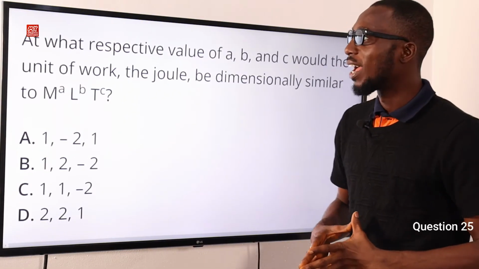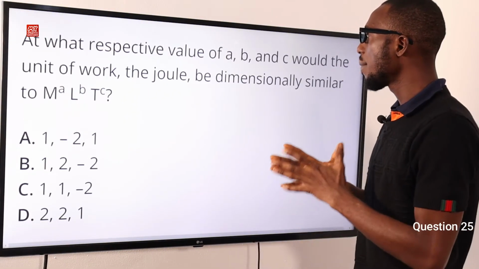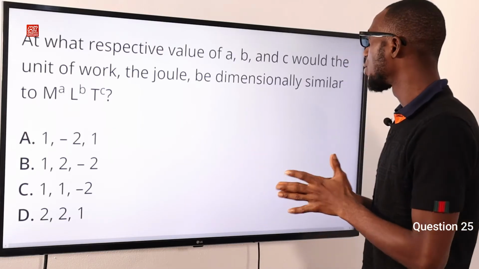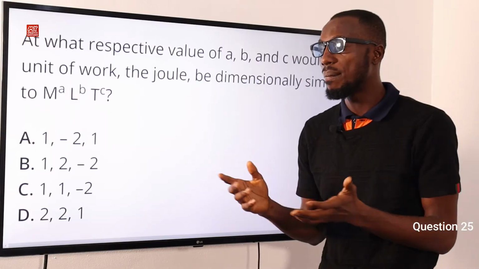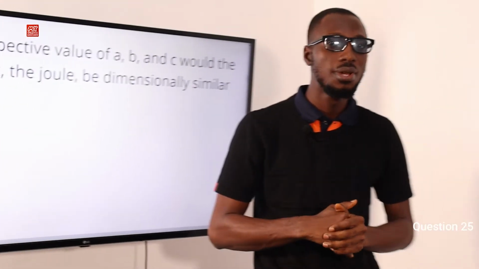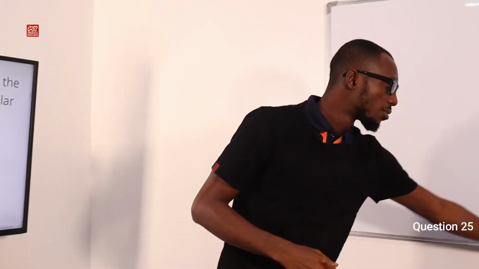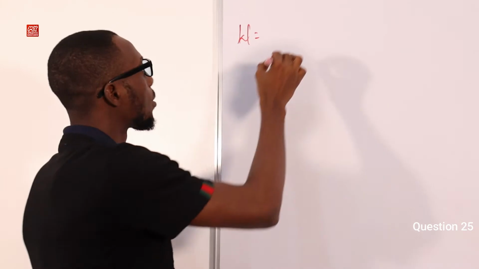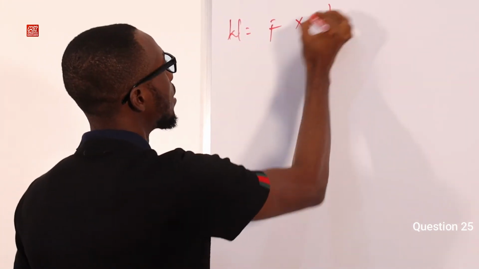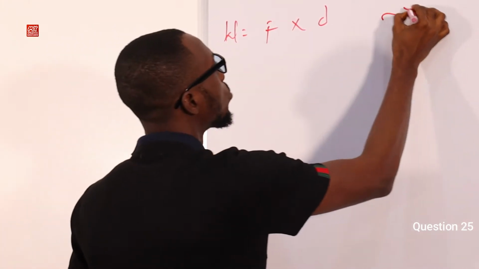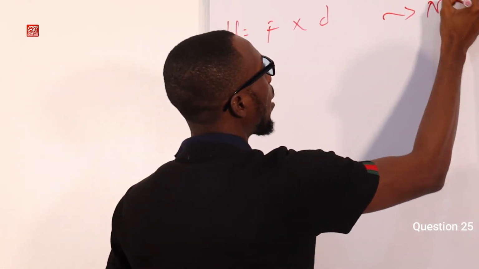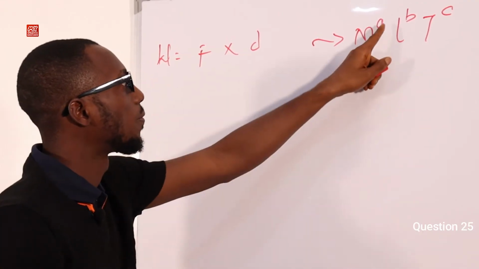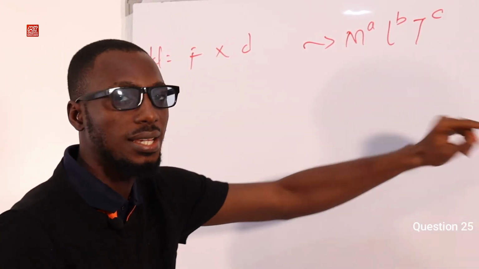25. At what respective values of A, B, and C would the unit of work, the joule, be dimensionally similar to M^A, L^B, T^C? So join me as we go to the whiteboard. Work done equals force times distance. We are asked to make all of this equal to M raised to power A, L raised to power B, T raised to power C. So we're asked to find the values of A, B, and C.